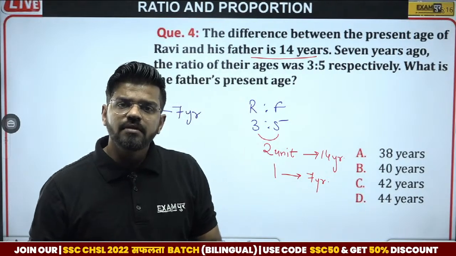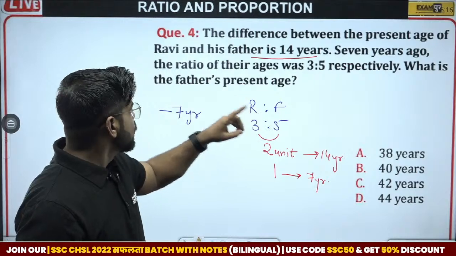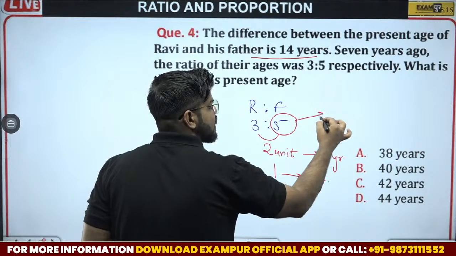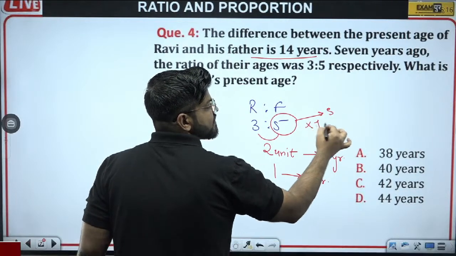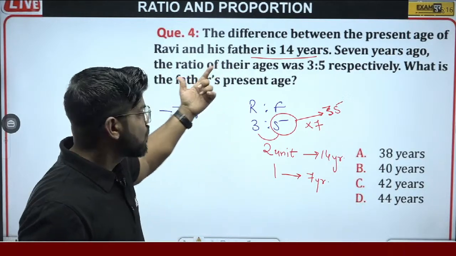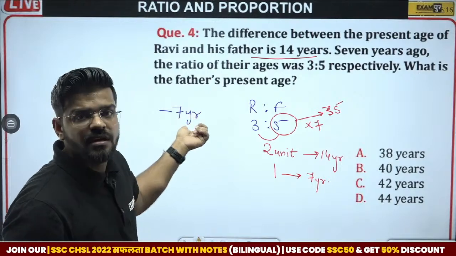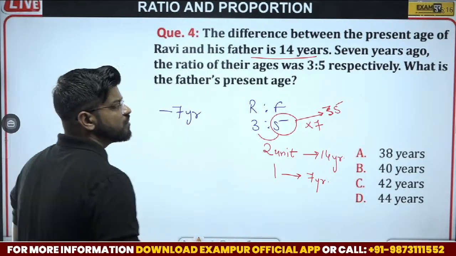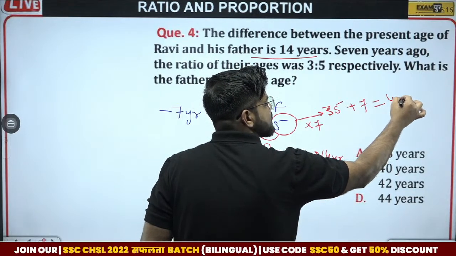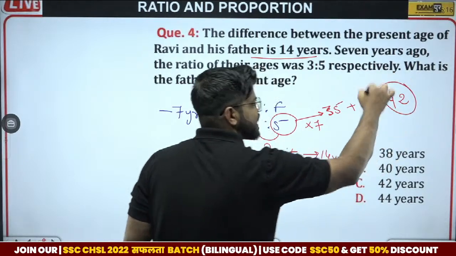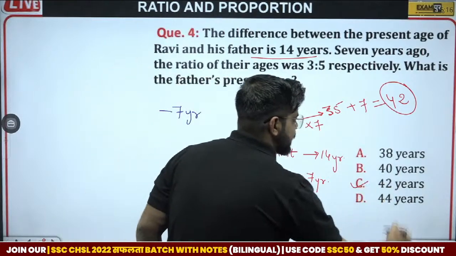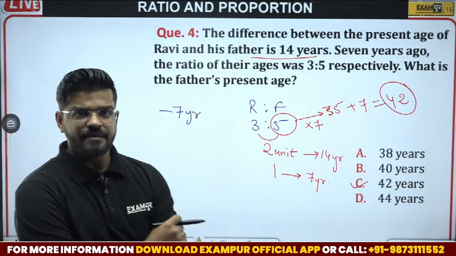Now what do we have to calculate? What is the father's present age? Okay, so father's age 7 years ago was, just multiply by 7, 35. But 35 was 7 years ago, right? I have to calculate present age. So what do I have to do? I just have to add 7. So what do we get? Yes, very good, 42 years. So 42 years is my right answer. Okay, 42 years is my right answer. Clear? Clear to all of you?